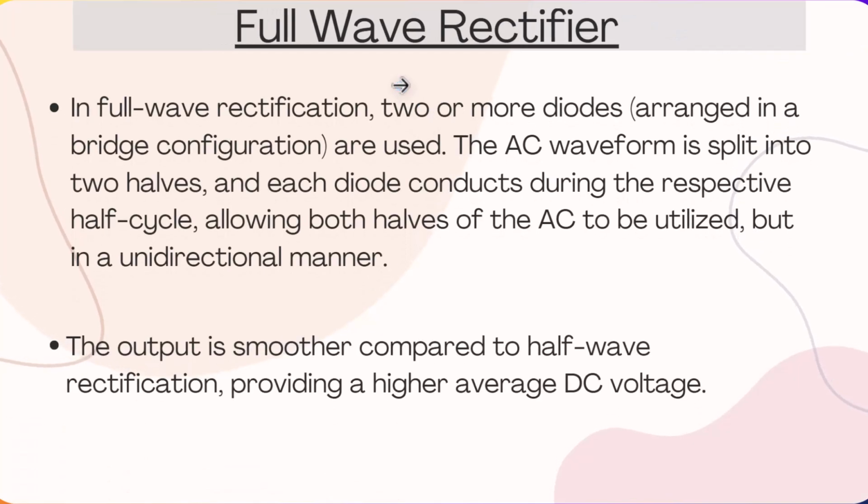So what is full wave rectifier? In full wave rectification, two or more diodes arranged in bridge configuration are used. The AC waveform is split into two halves, and each diode conducts during the respective half cycle, allowing both halves of the AC to be utilized, but in a unidirectional manner. The output is smoother compared to the half wave rectification, providing a higher average DC voltage.